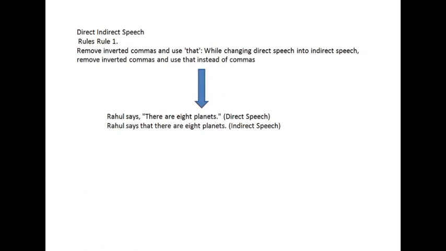Let's see together the different rules of direct and indirect speech. Rule number 1, remove the comma and use that. While changing direct speech into indirect speech, we will remove the inverted commas and use that instead. For example, we have "Raoul says, there are 8 planes." Raoul says that there are 8 planes, and we removed the comma.